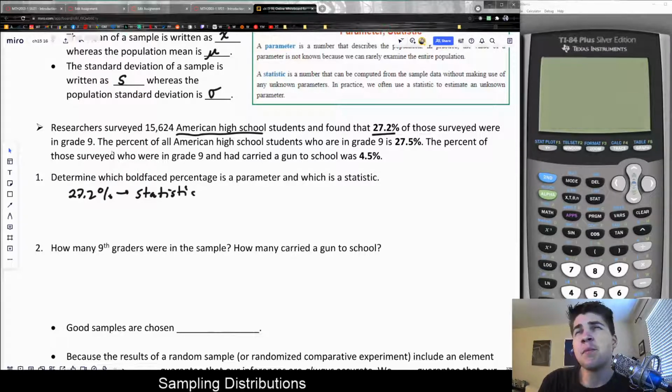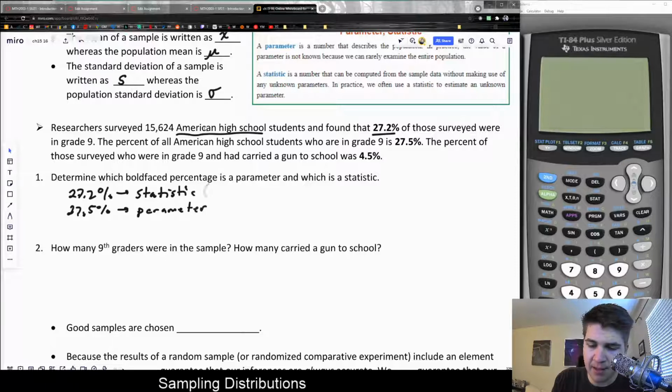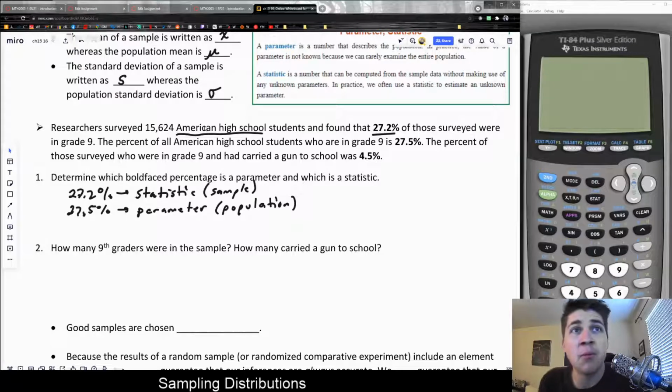So next up, it says the percent of all American high school students who are in the 9th grade is 27.5%. Notice this one says all, literally the entire population. This sample was taken as part of those students. So this percentage would be our parameter as a whole. Notice that they are a little bit different, and that is very common. So this would be a parameter. And another way to remember this is statistics are generated from the sample, and parameters describe the population. And that's the key: S and S, P and P, another way to help you remember those terms.